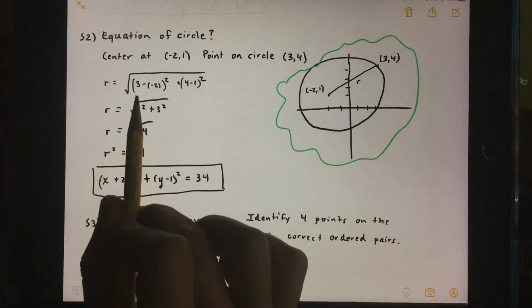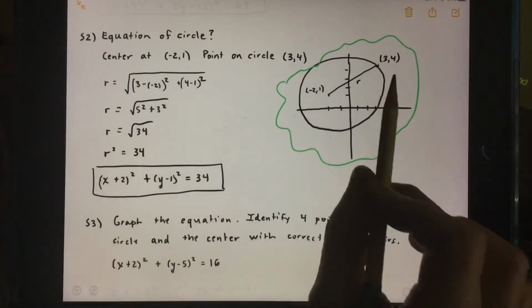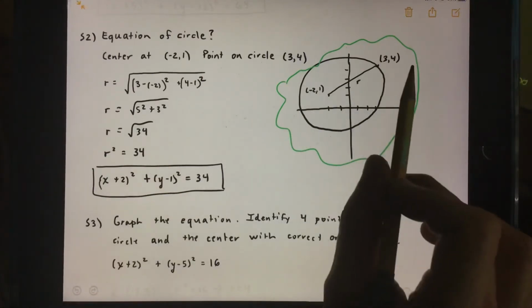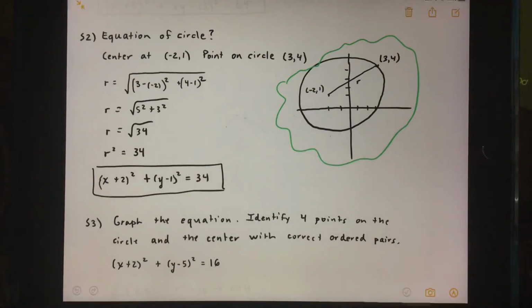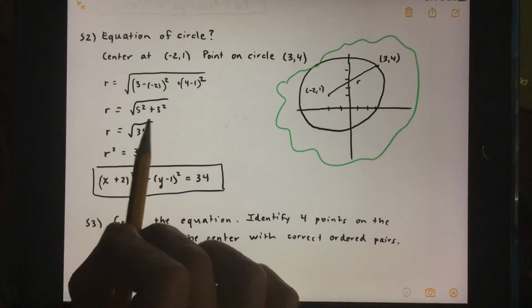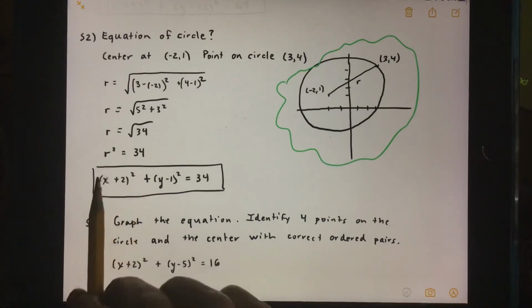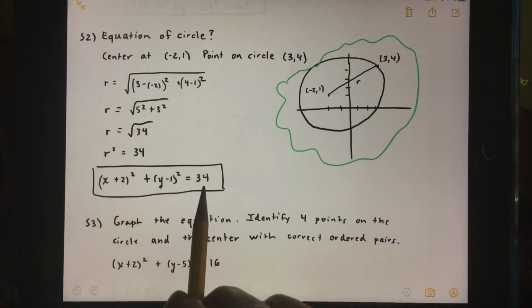So the difference in our x-coordinates is 3 and -2, so (3 minus -2) quantity squared, plus the difference of our y-coordinates is 4 minus 1, so plus (4 minus 1) quantity squared. So our radius will be equal to the square root of 5 squared plus 3 squared. Our radius then would be equal to the square root of 34. And if we square both sides, we'll find out the radius squared is 34, and that's what we're going to need over here in our final equation, since our circle equation is equal to r squared.